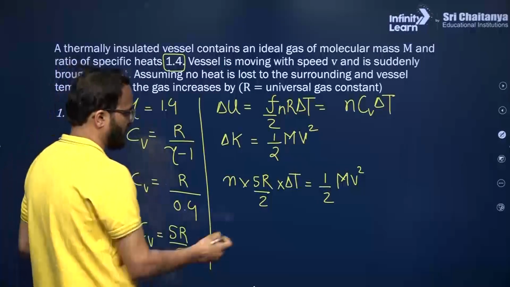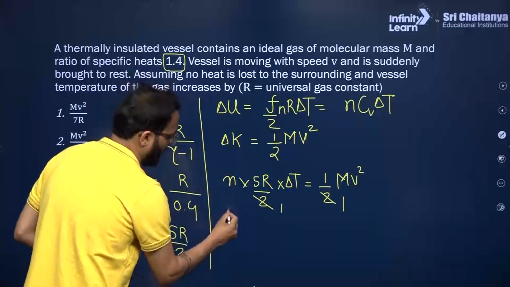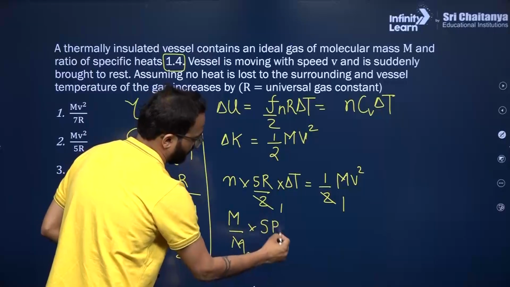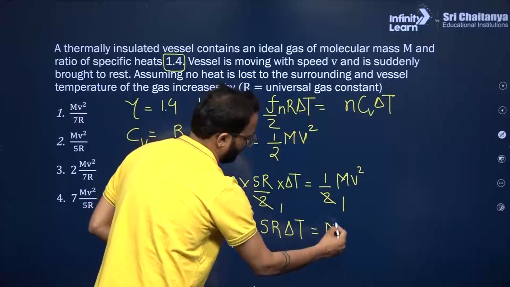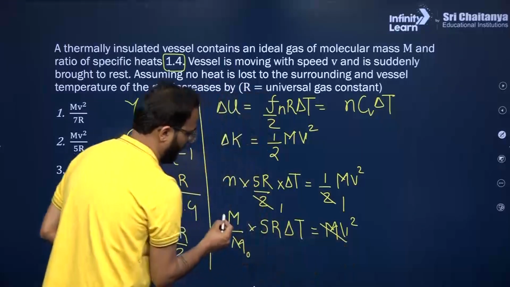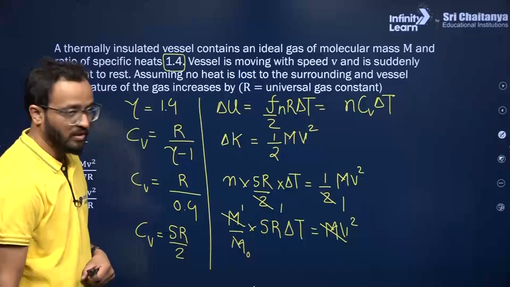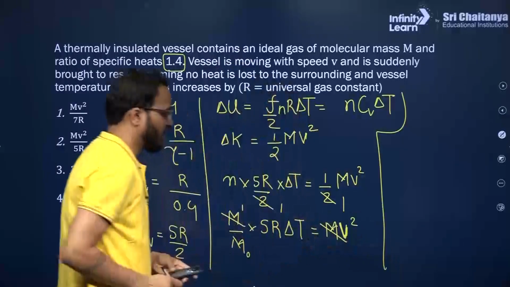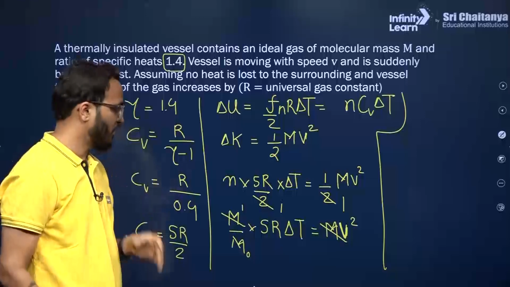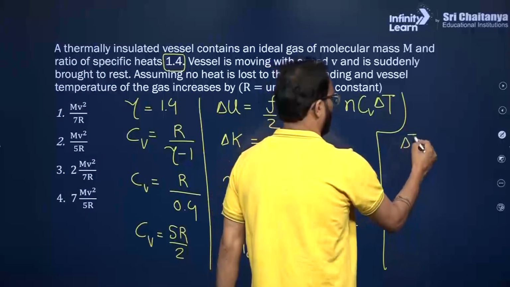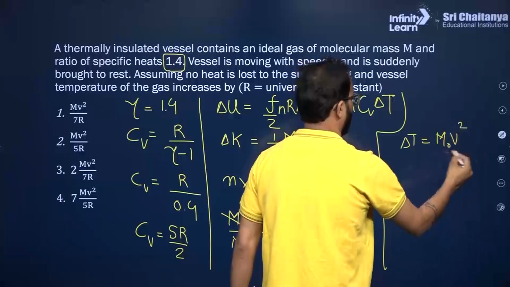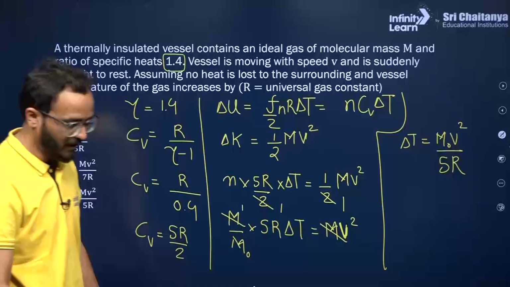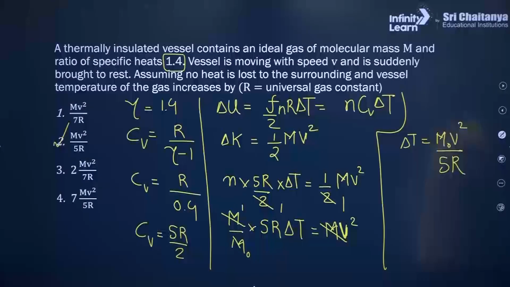Right, now what is this? 2 and 2 will get cancelled. Okay, n is nothing but total mass upon molecular mass. This will get cancelled. So delta T will be how much? Right, come on, tell me. Delta T will be how much? From here, we will say delta T will be MV square by 5R. Okay, so delta T will be molecular mass into V square by 5R. Is there any option? Second option is correct. Okay, I hope you understand this, right guys?